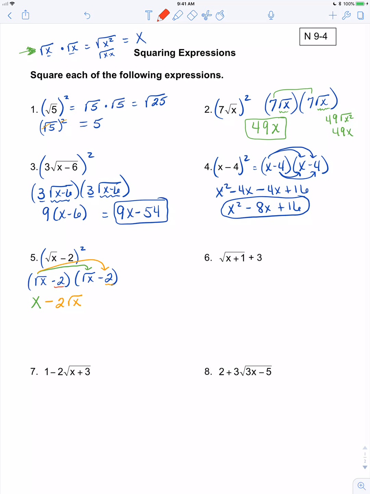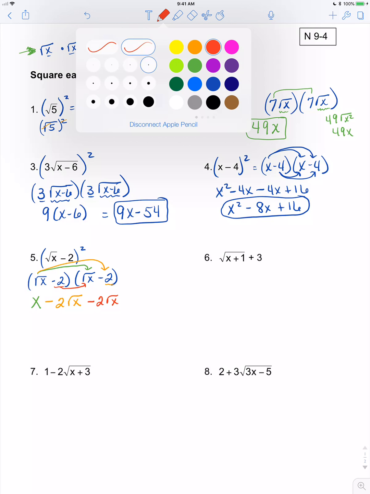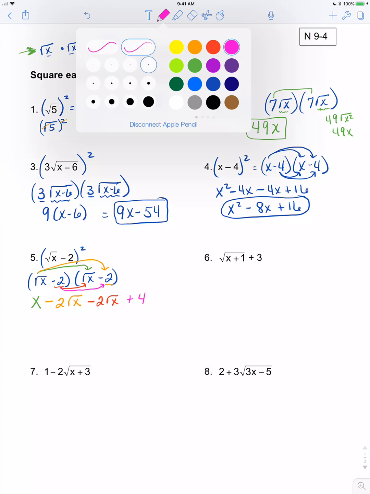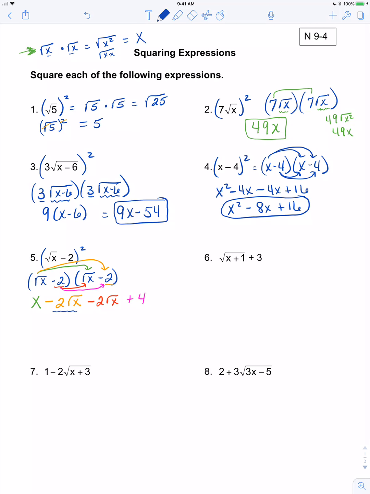Now we're going to take this second term. We've got negative 2, and we're multiplying it by the square root of x. So that's another negative 2 square root of x. Then our final term is negative 2 times negative 2, which is a positive 4. Now you're seeing how we start multiplying out these radicals. Notice we've got two like terms here, and remember, we only add the outside. Negative 2 and negative 2 is negative 4 square roots of x plus 4. Remember, combining like terms versus multiplying those terms are two different things.